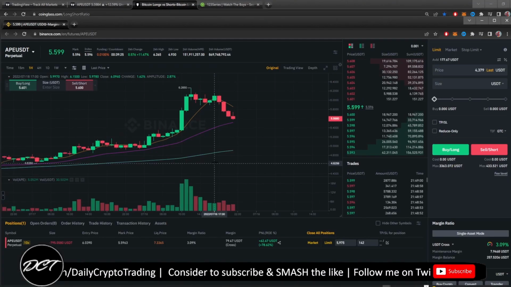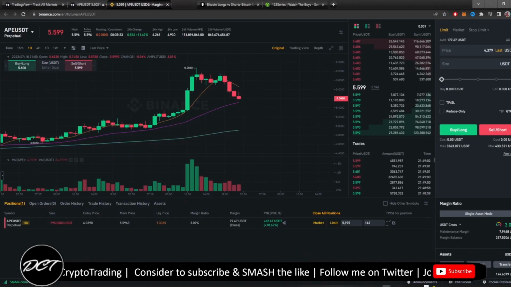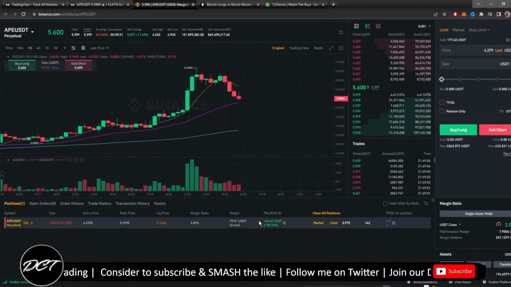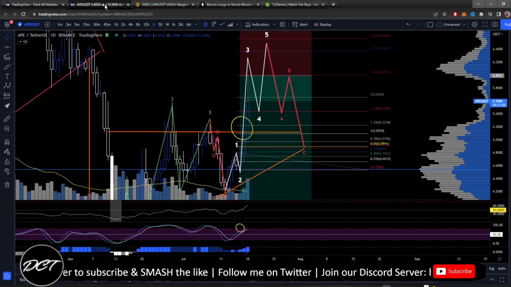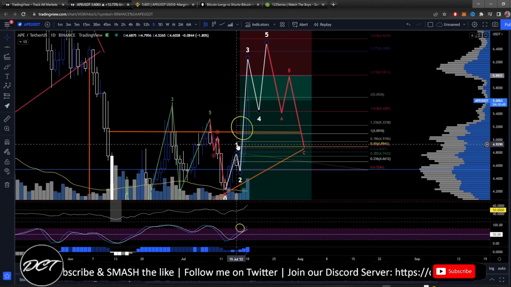But so far the trading is going good. We are up in profit. Let's see how far we can go down if the TA will still hold, guys. I will keep you guys updated.